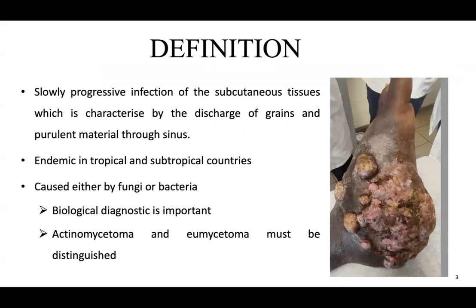Mycetoma is a slowly progressive infection of subcutaneous tissue, which is characterized by the discharge of grain and purulent material through sinus. The disease is endemic in tropical and subtropical countries such as Senegal and Sudan, and it is caused either by fungi or bacteria. Due to the many etiological agents, biological diagnosis is important. Moreover, actinomycetoma and eumycetoma must be distinguished.